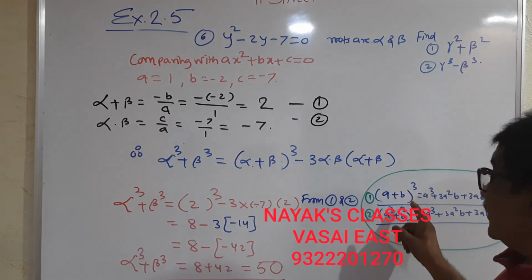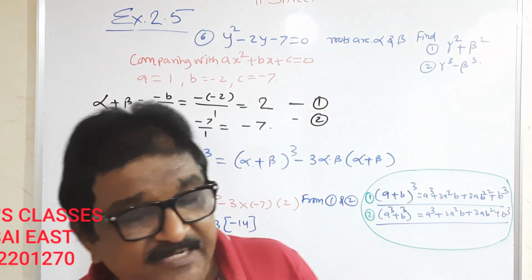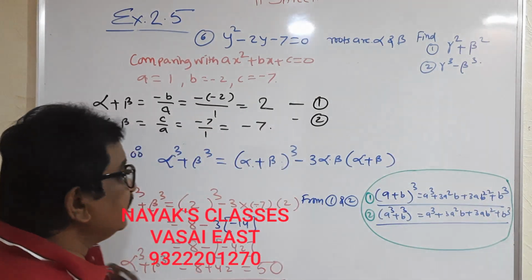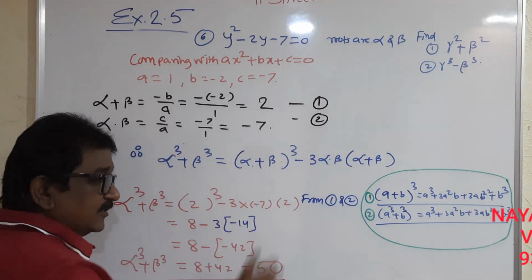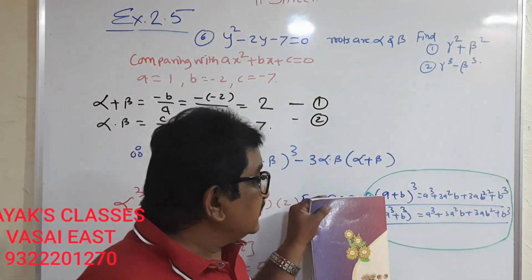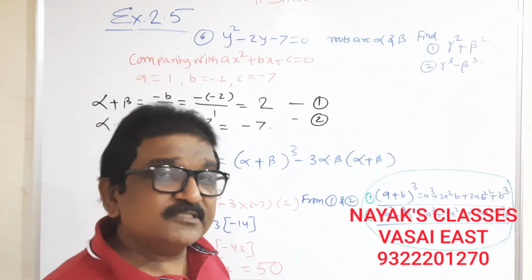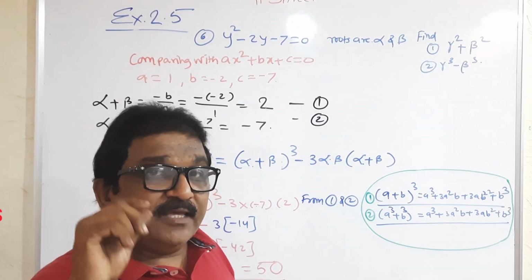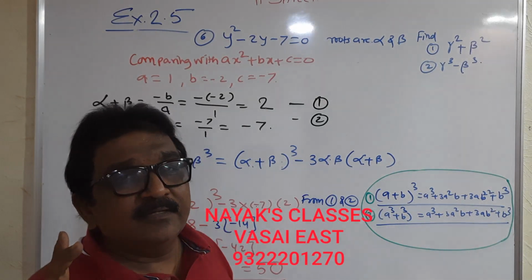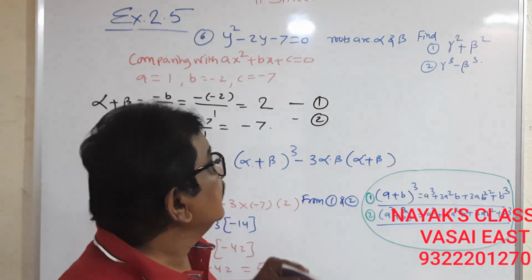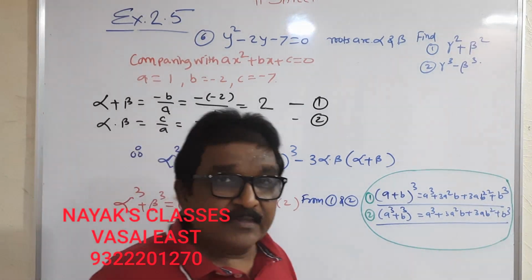Don't forget these identities. Don't forget those square identities. Use and practice them again and again. You will get the similarities between cubic and square identities. These are the same: a plus b the whole cube and a cube plus b cube. Similarly, that time we used a plus b the whole square and a square plus b square. So both are the same. So this is the sixth example of exercise 2.5.